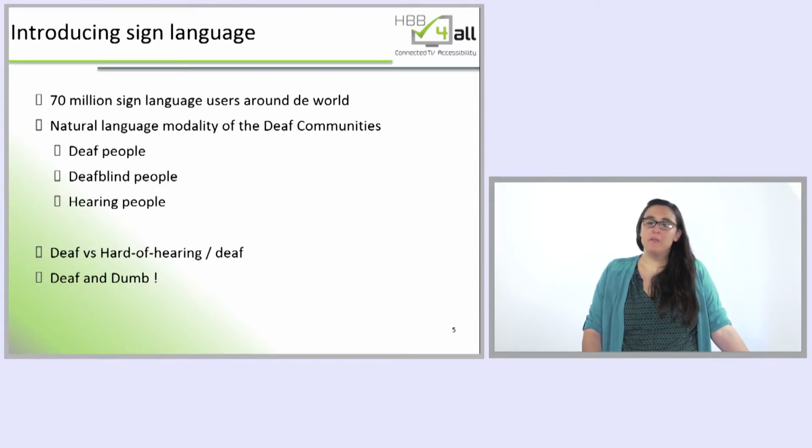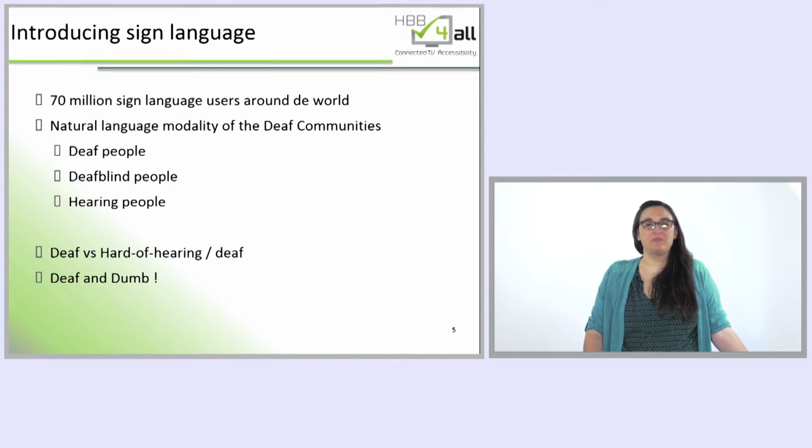There are around 70 million sign language users around the world, and we have to bear in mind that when we talk about sign language users, we are talking, of course, about deaf people, but also deaf-blind people and sometimes hearing people, for example, relatives and professionals that work within and with the deaf communities. Another important thing when we talk about deaf sign language users is that not all deaf people use sign language. Some deaf people use other communicative means, such as spoken language or alternative communicative systems, that we will explain later on in this section.